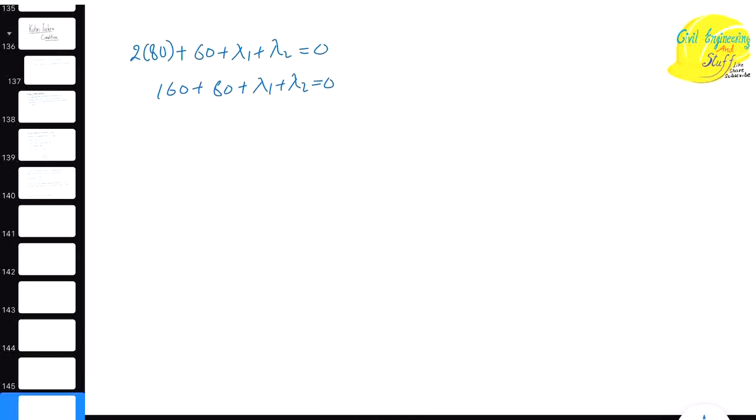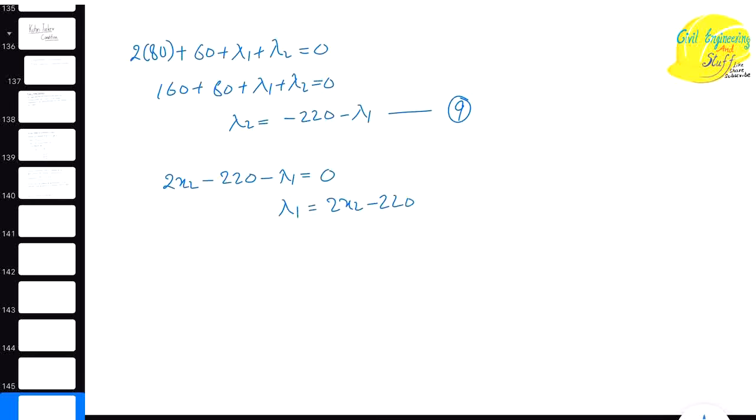So we'll have lambda 2 to be minus 220 minus lambda 1, right? Let's put it equation number 9. Then putting the values in equation number 2, we have 2x2. Let's put the value of lambda 2, minus 220 minus lambda 1 is equals to 0. So from this we'll have the value of lambda 1 to be 2x2 minus 220. Okay, so this is our value of lambda 1, right? So let's put the value of lambda 1 in equation number 9.